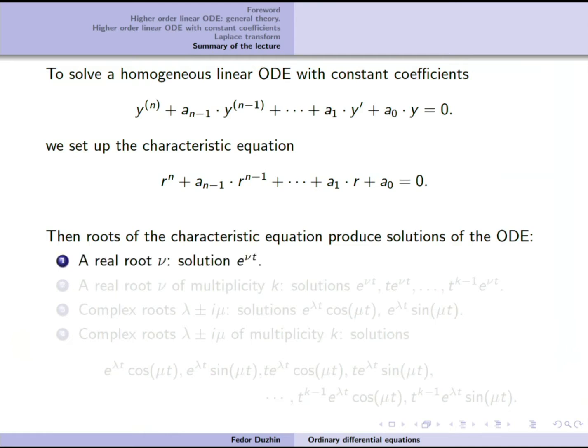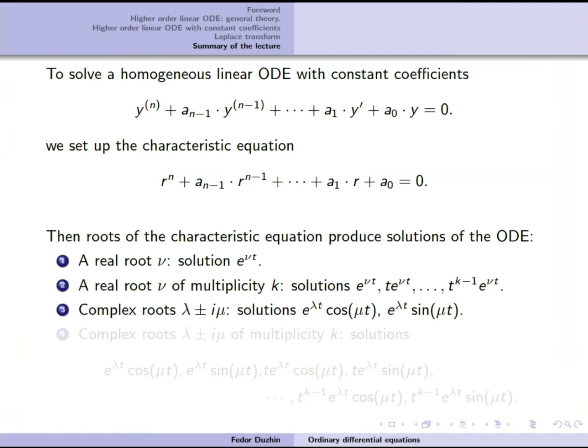So a real root gives us an exponential function. For a real root of higher multiplicity, we just need to multiply by t, t squared, and so on, until we have k solutions. Then complex roots.